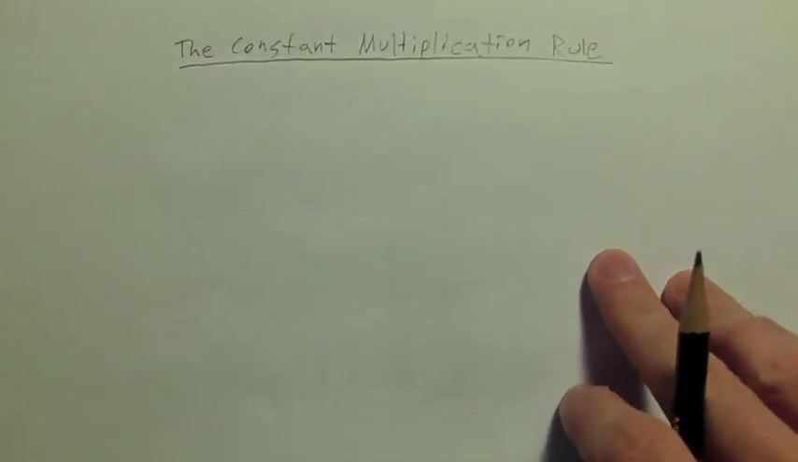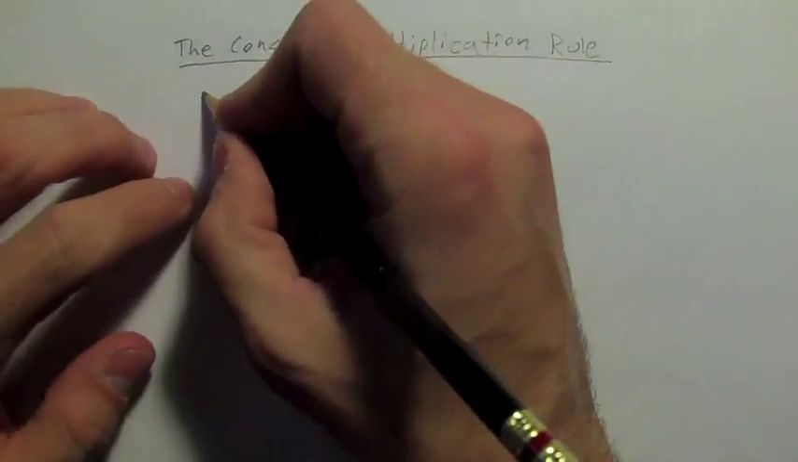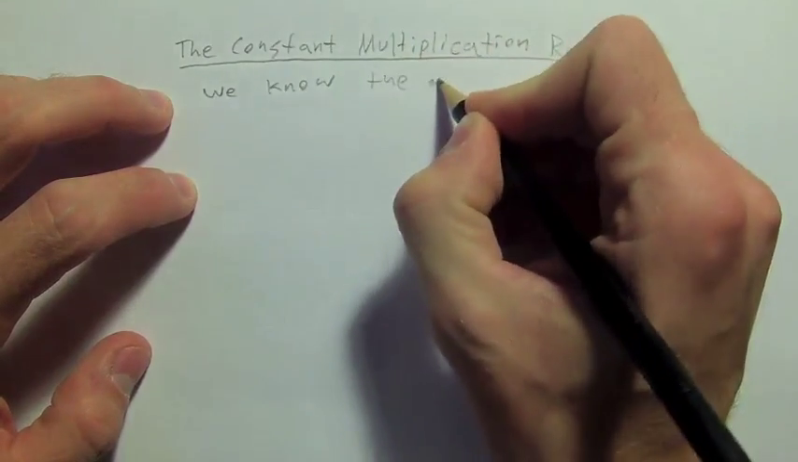One rule we need before we can really start cranking out derivatives that would be a little more difficult is what we call the constant multiplication rule. So say I know the derivative of f. That's what we know. We know the derivative of f.